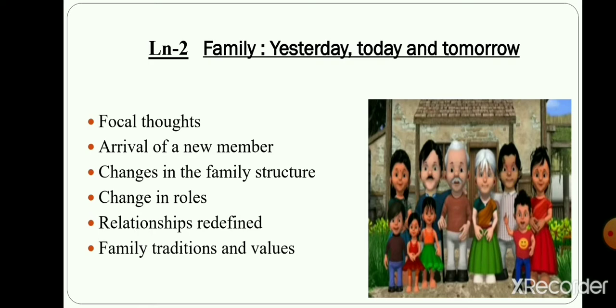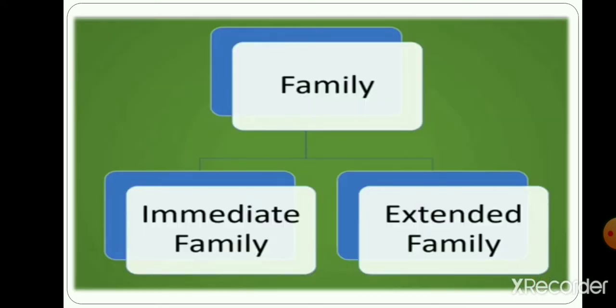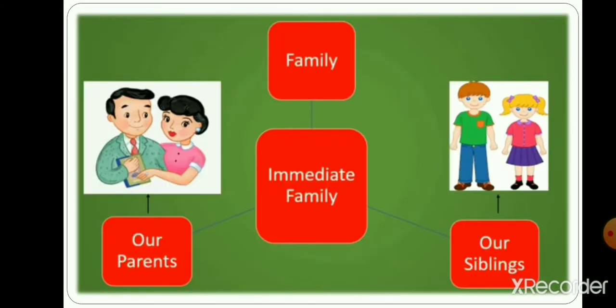As in lesson number 1, we have already discussed the importance of family for us. In this lesson, we are going to study about the two types of family. First, immediate family and second, extended family. Immediate family: when parents and their children are living together, they form immediate family. Your father, mother and your siblings will be the part of immediate family. Sibling means your brothers and sisters.